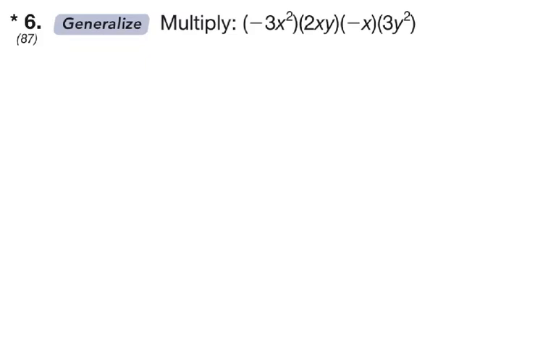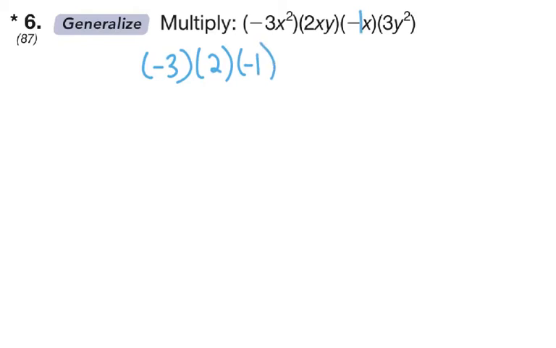All right, we're going to multiply this. We have lots of x's and y's, and we have some negatives, and we have some whole numbers. All right, so we're going to start by doing -3 times 2 times -1, because remember that's an implied 1 right there.